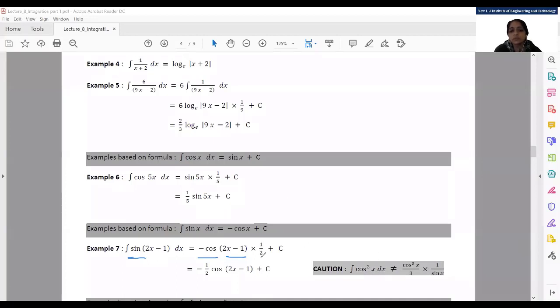Okay. Now, the one most important thing is, you cannot integrate cos square or sin square theta this way. This formula is only for power 1. So keep in mind, you cannot integrate cos square x dx like this.